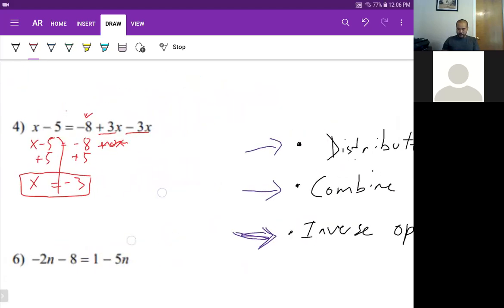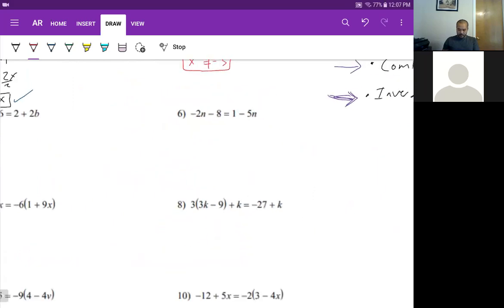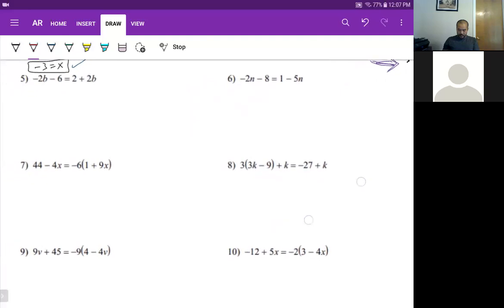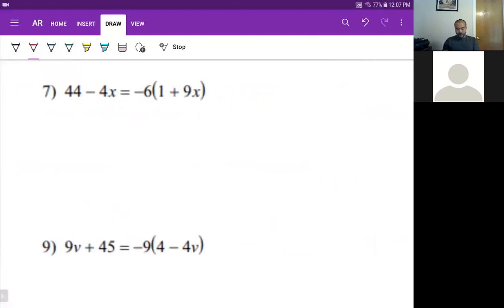So you also have some that have distribution and combining like terms. So let's go down to some of these a little bit more complicated ones. Let's start with the not as complicated ones. So this ties in what we did last time. First step is to distribute. So this stays the same. 44 minus 4x equals, and then over here you have the 1 plus 9x.